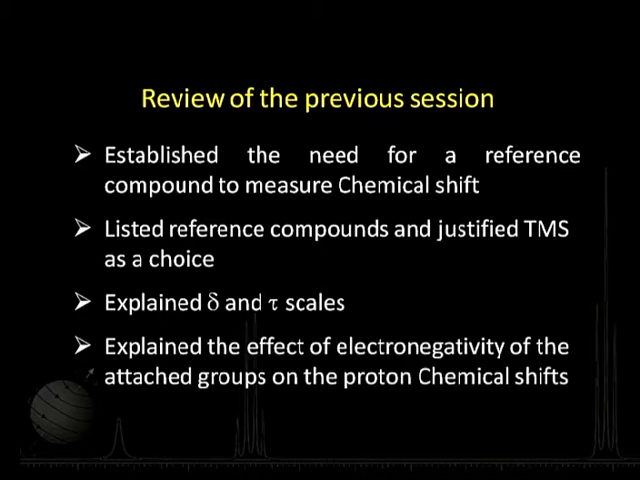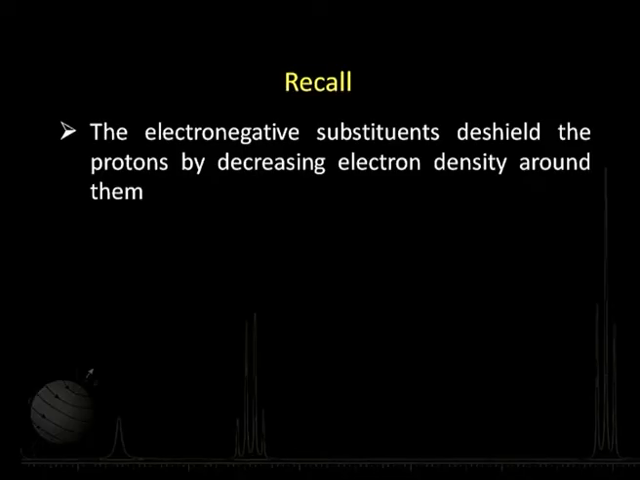Having done that, we took up a very important factor, that is electronegativity. How does that affect the proton chemical shifts? That we discussed in detail in the previous session. Now we will continue from there, and to continue we will just recall what exactly we did in the previous session in the context of the effect of electronegativity. You will recall that we argued and we showed the data for that, and stated that electronegative substituents attached to a given proton or in the neighborhood of a proton deshield the proton. They deshield the proton by decreasing the electron density around it.